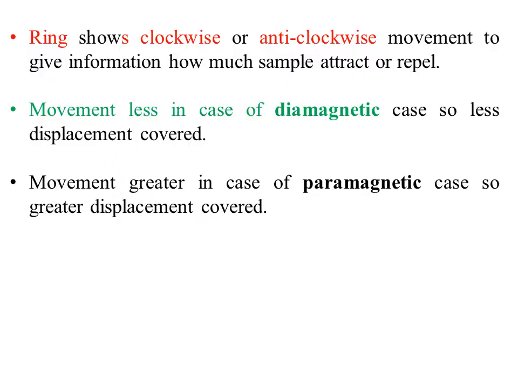Ring shows clockwise or anti-clockwise movement to give information how much sample attract or repel. Movement less in case of diamagnetic case, so less displacement covered. Movement greater in case of paramagnetic case, so greater displacement is covered.